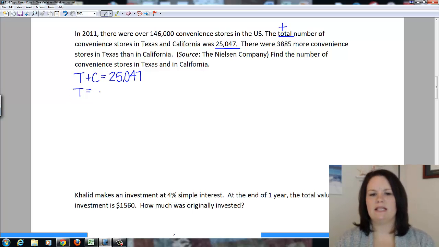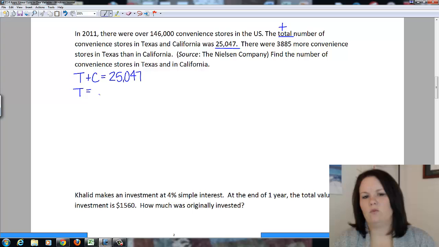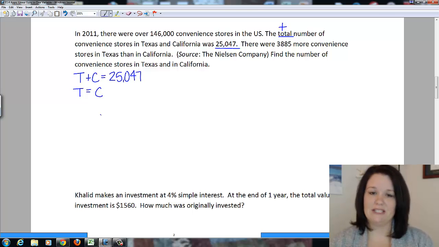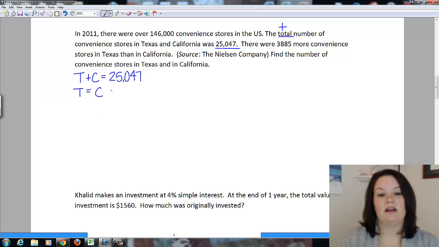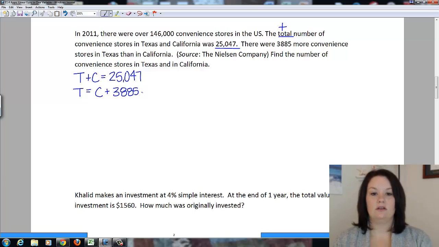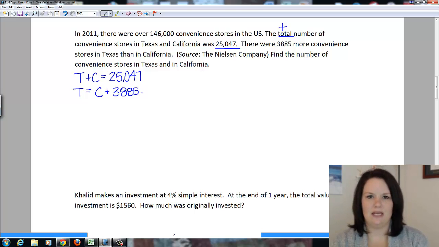How can I write Texas using a C? Okay, they're not equal. Texas is not equal to C. It's bigger than California. It's bigger than C by 3,885. So that means I would have to add on 3,885 stores to my California stores in order to make those equal. Does that make sense?